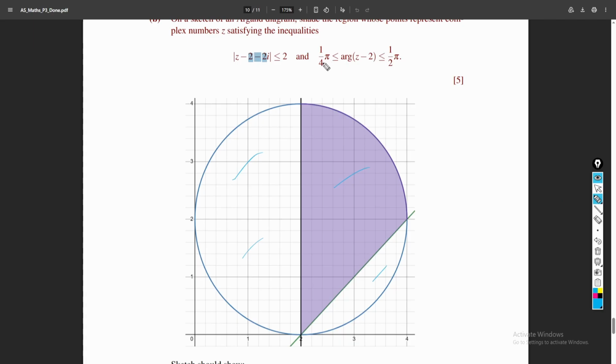But it has to satisfy more conditions. Here it has the argument of z minus 2, right? So it starts from here, and this argument must be greater than pi by 4. So this part is out, we won't be counting it. It can be this region, this whole thing. Also it has to be less than pi by 2, so this straight line, we can't count this part, and then we're only left with this purple shaded region. So that's how we do this.